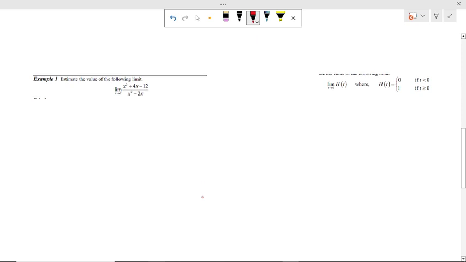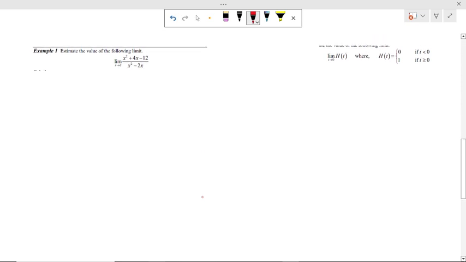Now, sometimes we have functions where we cannot evaluate them at that particular point. So let's test this function. So we are asked to find the limit as x approaches 2. And if we are to put 2 inside this function, we will see that we are going to get 0 over 0. And as we know, this is undefined, right? Everyone knows that this is undefined.